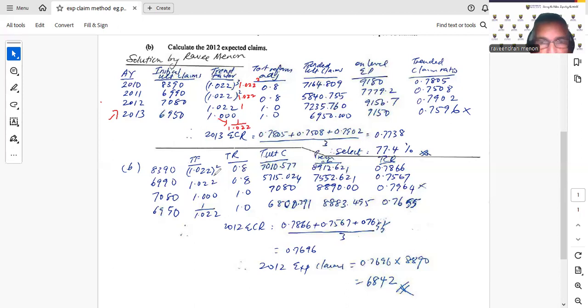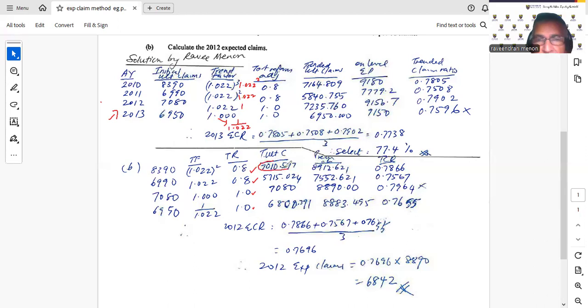You also make sure you deal with the tort reform factor, but this is easy because when you take 1 and divide by 1, it's not going to make any difference. So these numbers will remain the same: 0.8, 0.81, and 1. So the next step is the same. Go ahead and find the trended ultimate claims. Just use this number, multiply by this, and you get this.